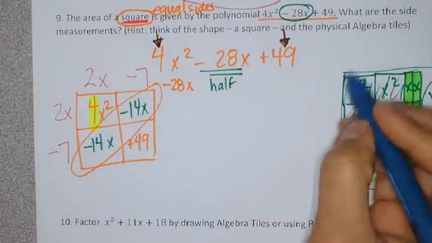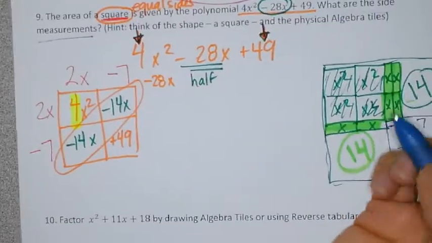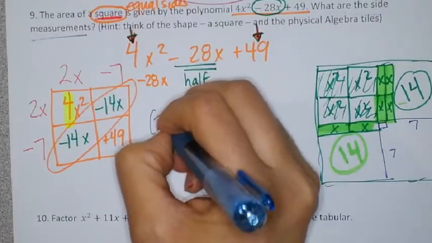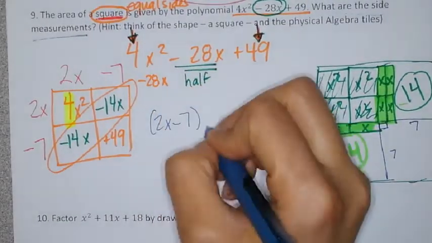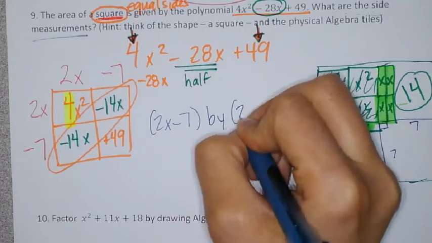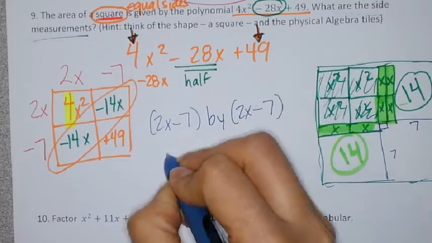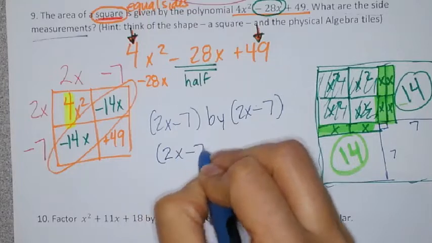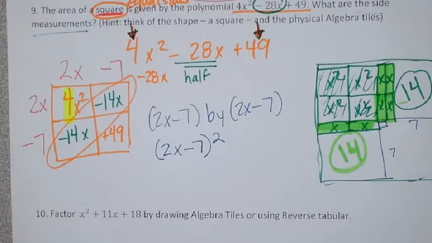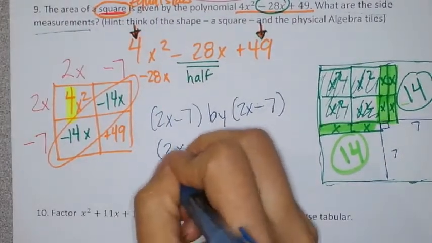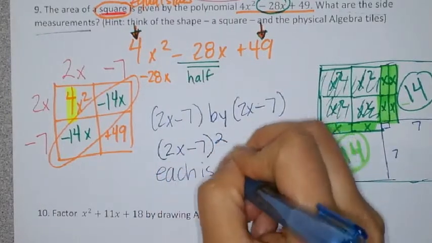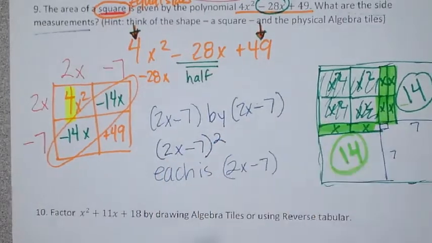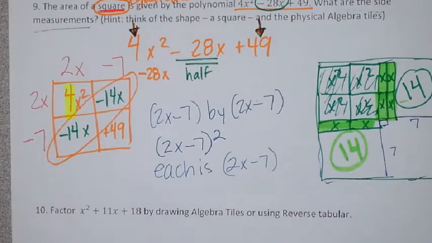So the measurements, what are the side measurements of this square? We are 2x minus 7 by 2x minus 7. Or you can just say 2x minus 7 squared. Each is 2x minus 7 also. You can also say that.